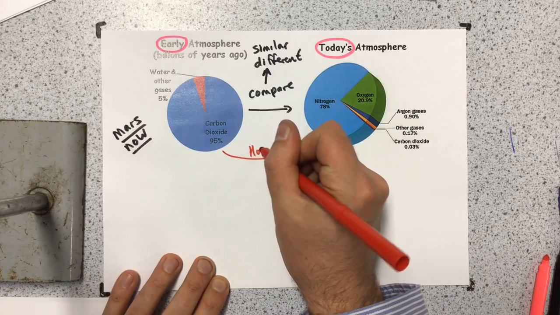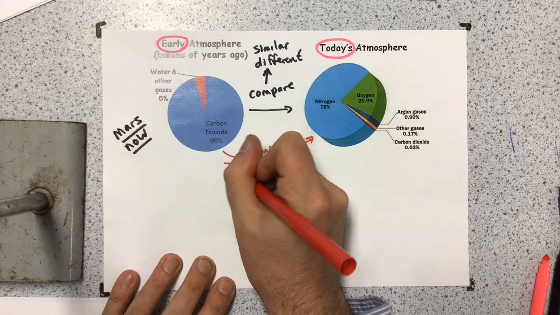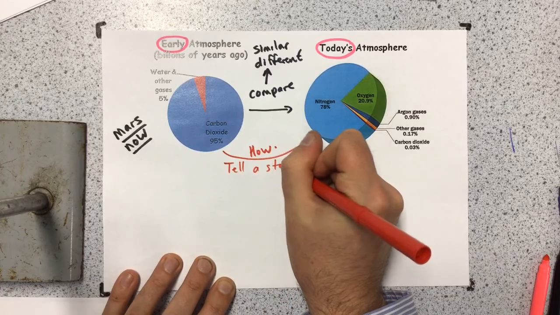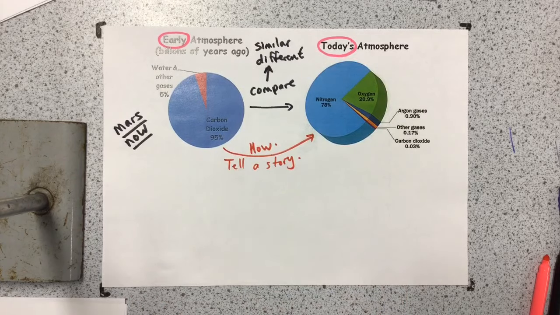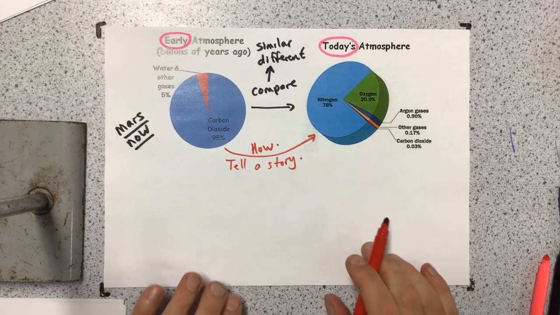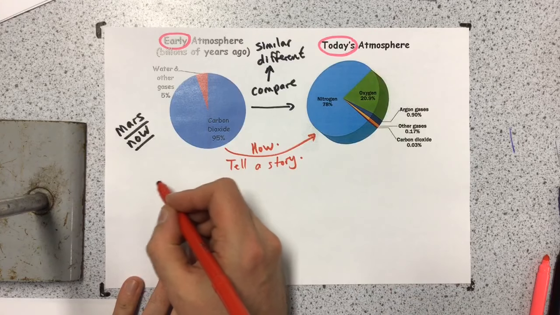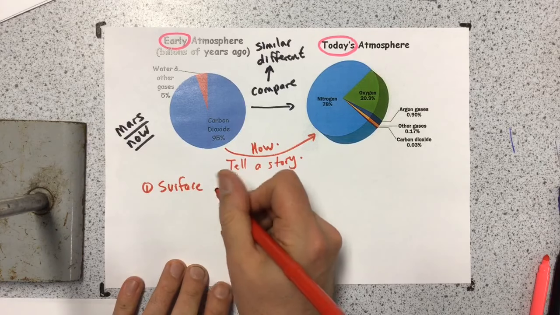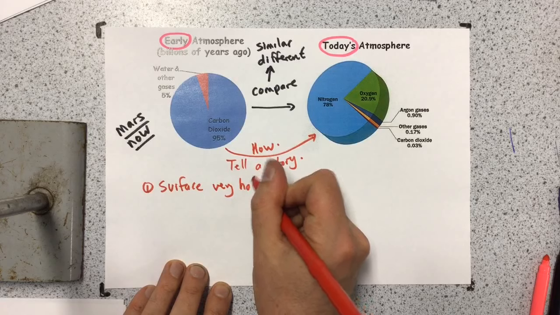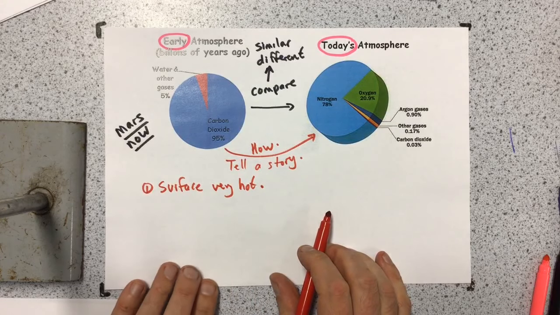How did this happen? Well, I'm going to tell you that you need to tell a story. This is a very, very common 6-mark question. Last year's exam paper, they asked you specifically to state how carbon dioxide levels had decreased, and oxygen levels had increased. Okay, so let's just think about what happens here. So originally, the Earth's surface was very hot. Okay, it was covered in molten lava.